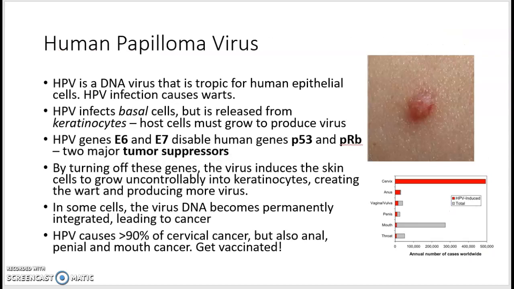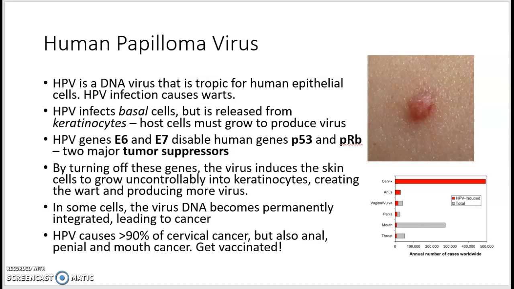Human papillomavirus, or HPV, is a DNA virus that's tropic for human epithelial cells. HPV infections cause warts. HPV infects basal epithelial cells, but it's released from keratinocytes. So, in order to produce virus, those host cells have to grow. HPV gets the cells to do this using two virus genes, E6 and E7. These genes disable human genes P53 and pRB, which are two major human tumor suppressors.